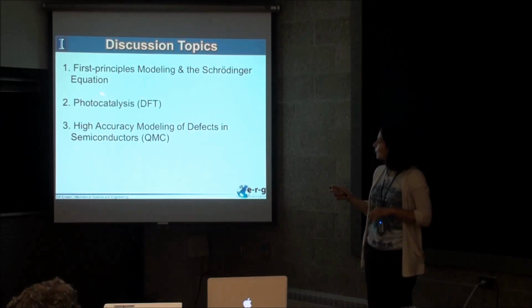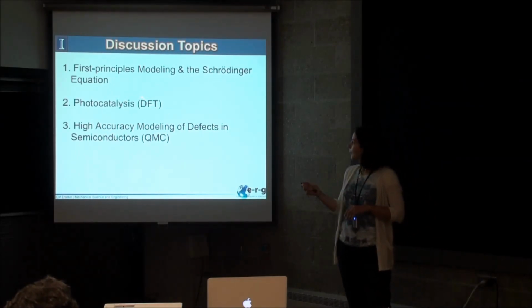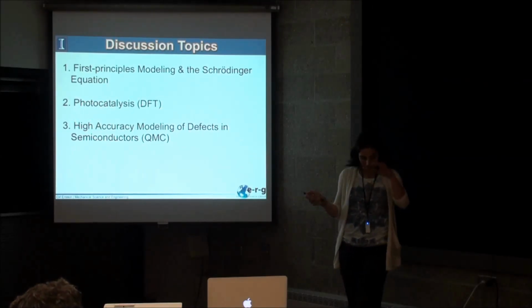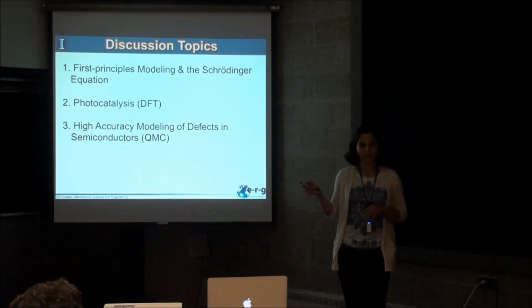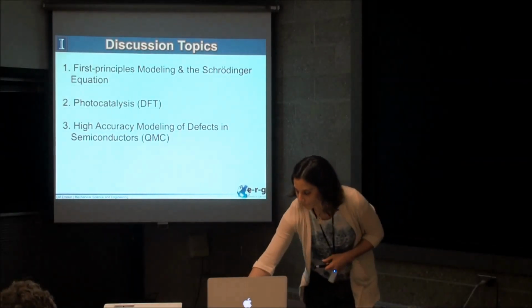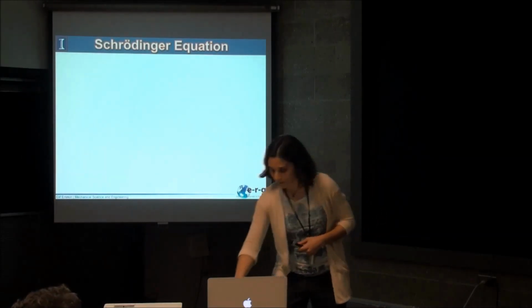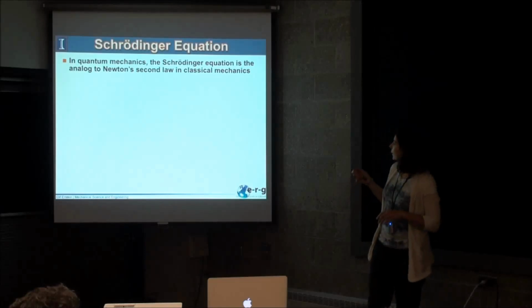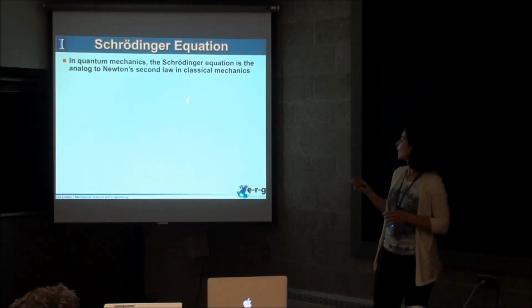So I'm going to start just by introducing the idea of first principles modeling, the Schrodinger equation. Then I'm going to give a couple of examples related to photocatalysis, so designing water splitting systems, and then a couple of examples related to high accuracy modeling of point defects in semiconductors. Just to set the stage here, because this is a broad audience, I wanted to introduce the problem that I'm mostly going to be focusing on for this talk.